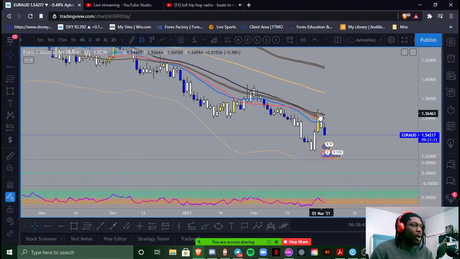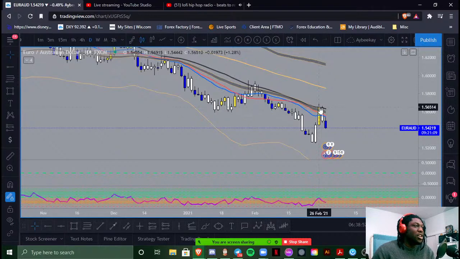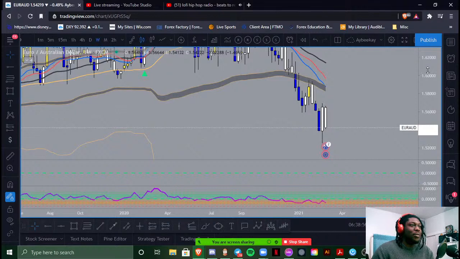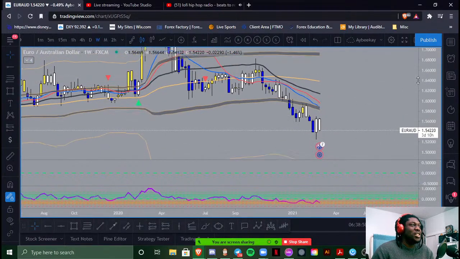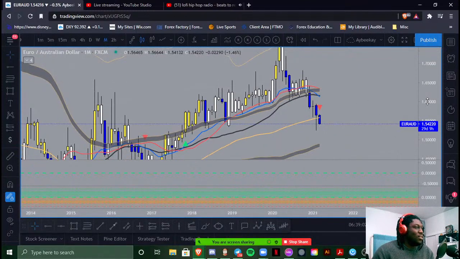Daily time frame rejection, boom, as I mentioned on Sunday, got the rejection. Weekly time frame, very much bearish. Monthly time frame, need I say more?